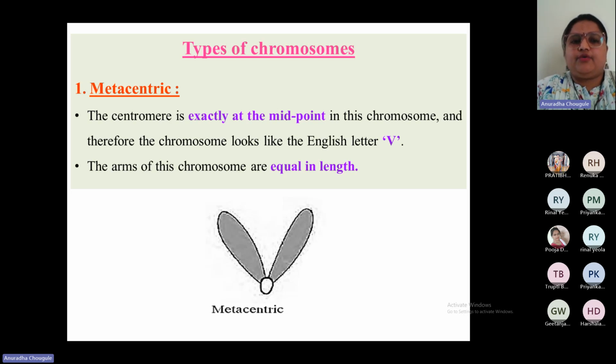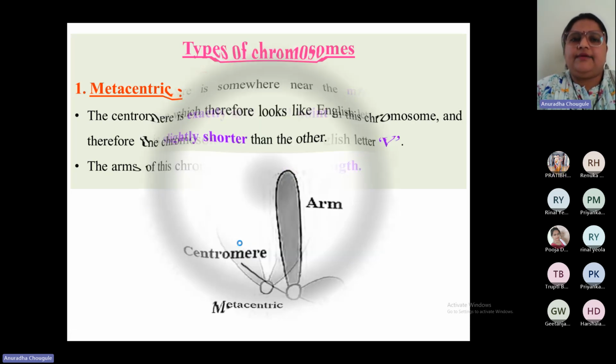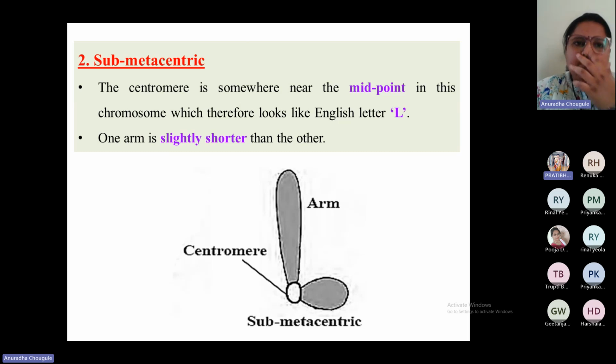First one is the metacentric chromosome. In this, the centromere is present in the middle of the chromosome, so it is called a metacentric chromosome. It looks like the English letter V, and the arms of this chromosome are equal in length. The next one is the submetacentric chromosome. Here the centromere is somewhere near the midpoint of the chromosome, and that's why it looks like the English letter L. It is near the center, but not exactly at the center. One arm is slightly shorter than the other.